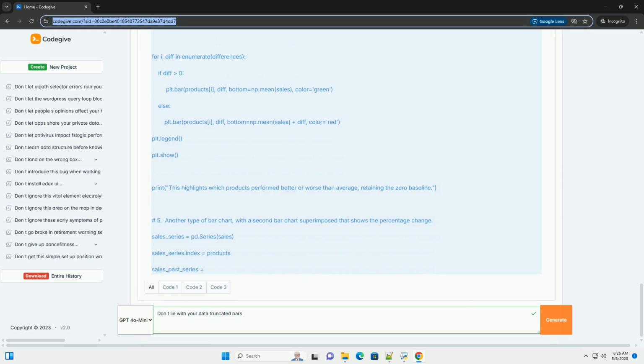8. Best practices for data visualization. Always start bar charts at 0 unless you have a very compelling and transparent reason not to. Label axes clearly and accurately. Include units of measurement. Provide context. Explain the data and its implications. Don't assume your audience will understand the visualization without guidance.